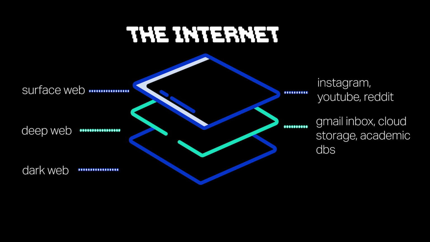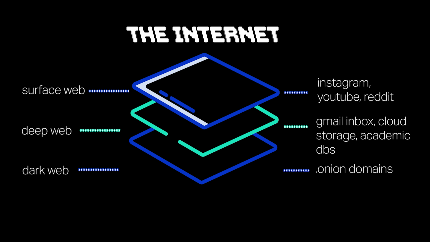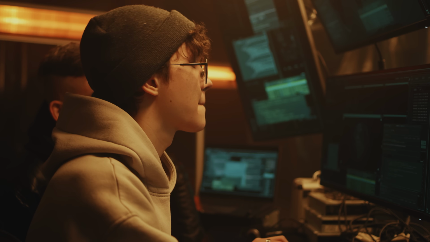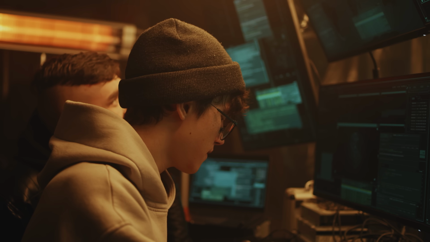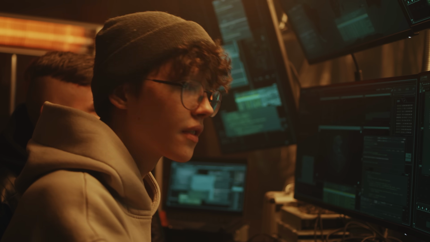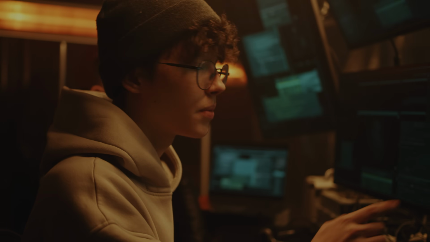And then we have the dark web, which is a hidden section of the internet that doesn't use typical domain names like .com. Instead, it uses .onion domains, and you can only access them using special tools, mainly the Tor browser, which we will get into in a bit. Contrary to popular opinion, the dark web isn't all about illegal stuff. Just like the surface web, it's a mix. It depends where you go and what you do.